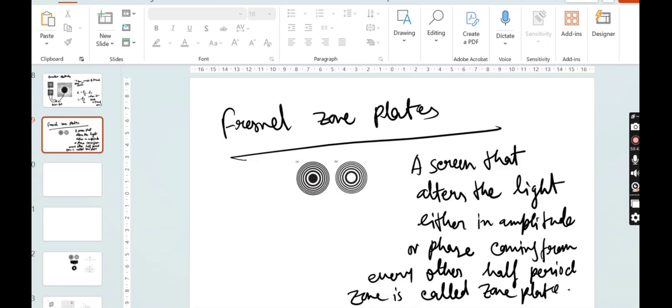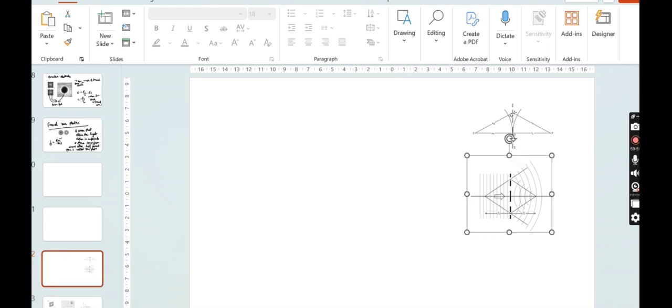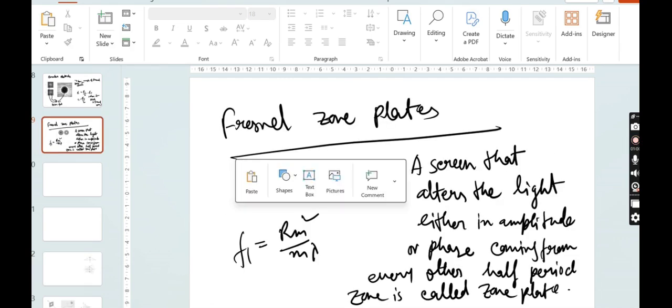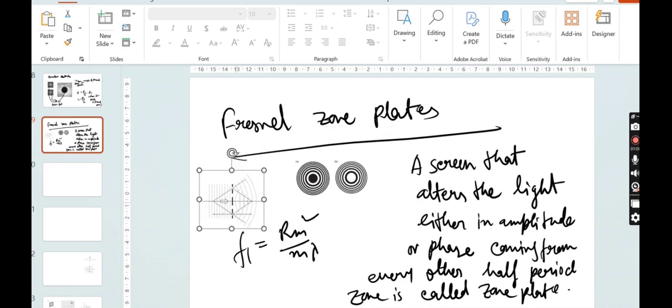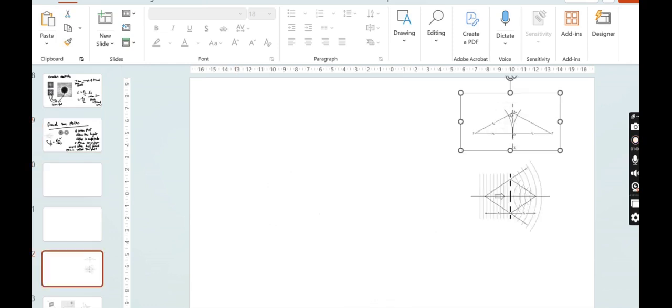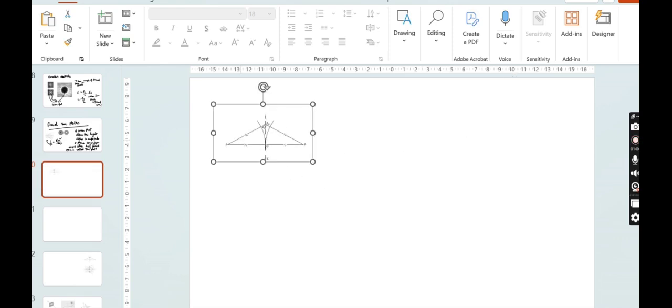So using that, we can do this. And it has a primary focal length F1 equal to Rn squared by n lambda. Basically, this is the picture for that. It is F1. And this is the zone plate geometry.